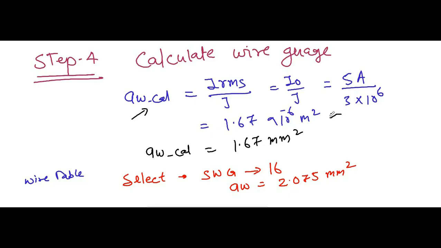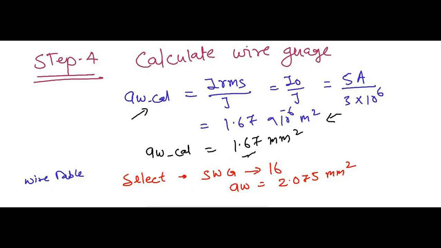So the thing to remember here, guys, is that the wire gauge we select is from the average current, not the peak current. The output current or RMS current, not the peak current. So don't get confused here. That's why I've written the output current divided by 3 into 10 to the power minus 6. So AW calculated is 1.67 mm, and now you have to select the wire gauge.